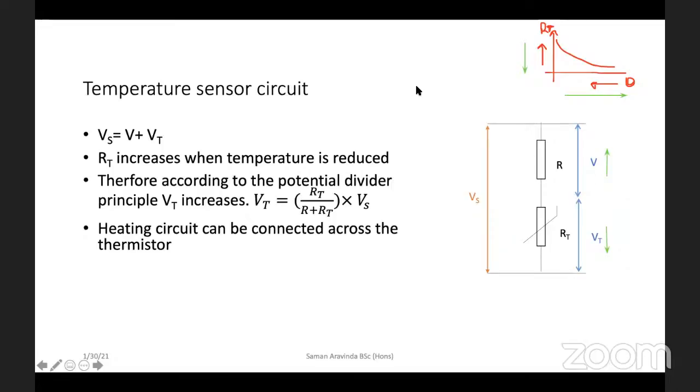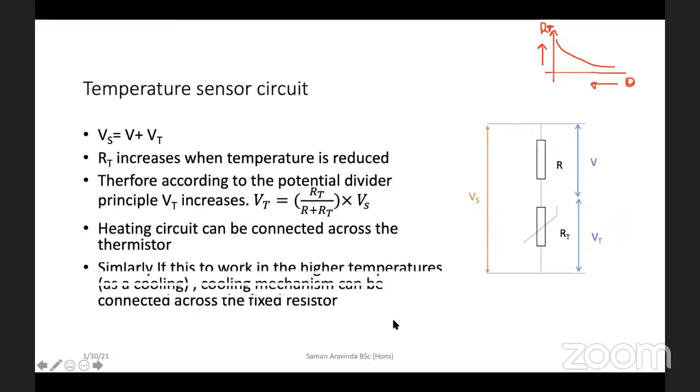Am I clear? So now do you understand why you have a fixed resistor and a thermistor? According to our needs, we can connect. Similarly, if this is to work at higher temperatures, a cooling mechanism can be connected across the fixed resistor. Am I clear? All right.